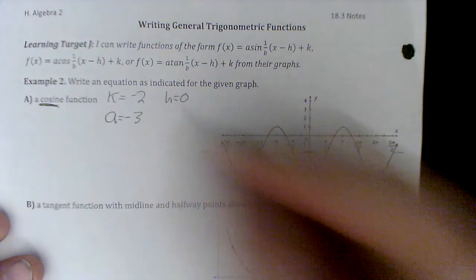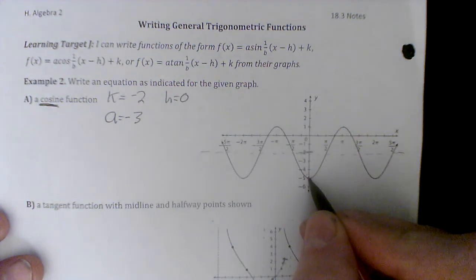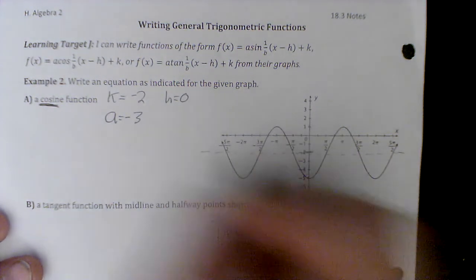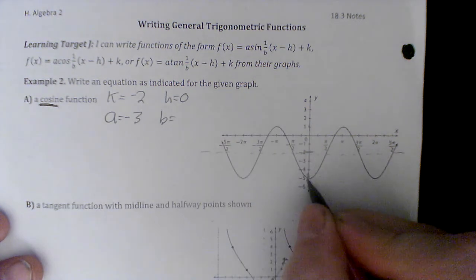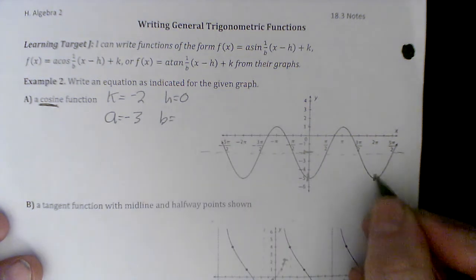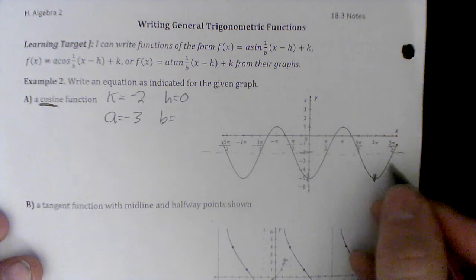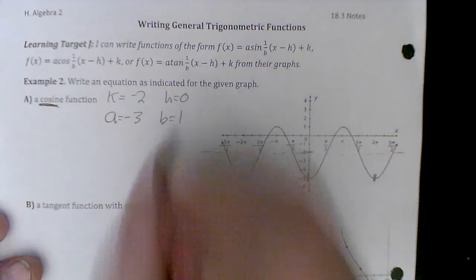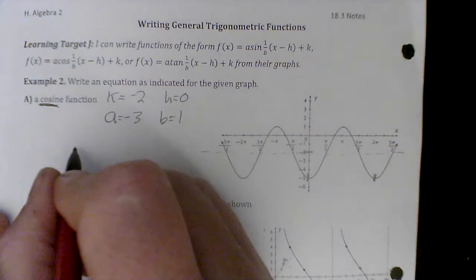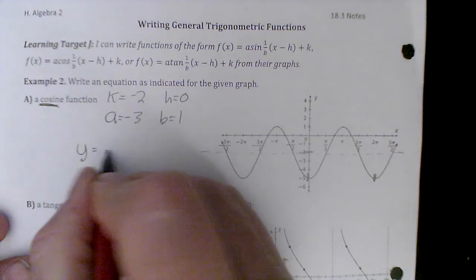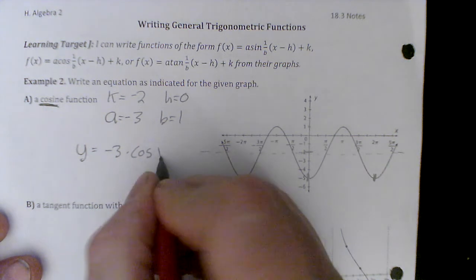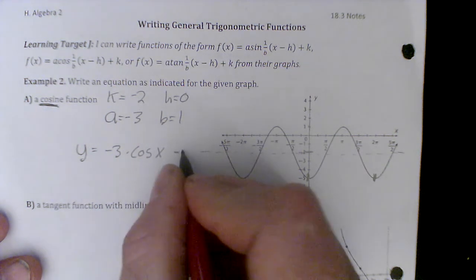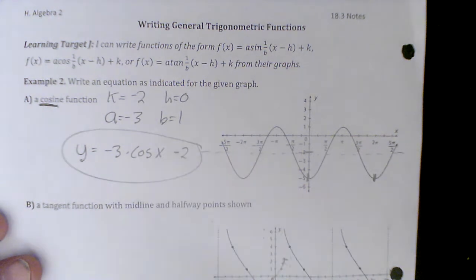H is unneeded because, again, I'm starting at the top or the bottom, so I don't have to slide this over after I flip it over the x-axis. So what I do need is b, and I get that with a period. So my period looks to be 2 pi. That is the first time I'm at the bottom going up again, it's 2 pi. So my b is 1 and I'm done. Literally, I've got everything I need. I go y equals -3 times the cosine of x minus 2, finished.